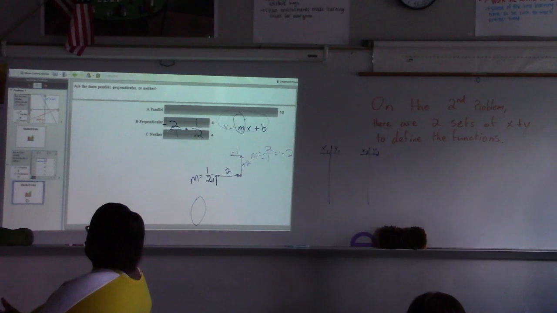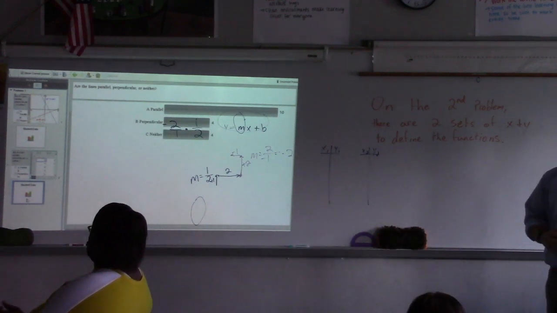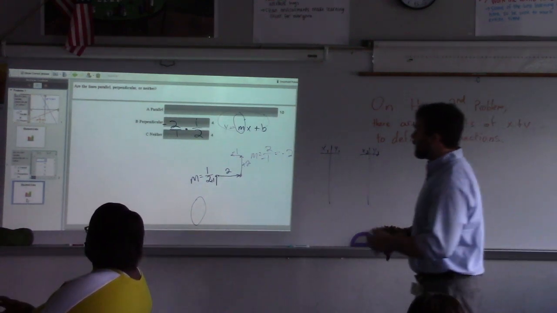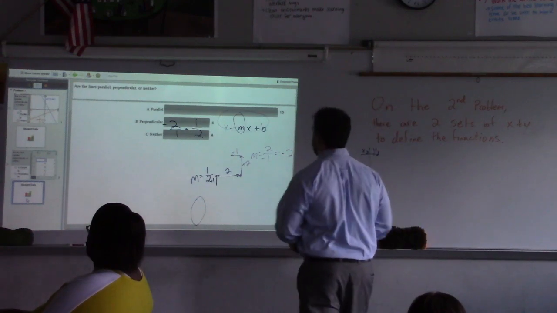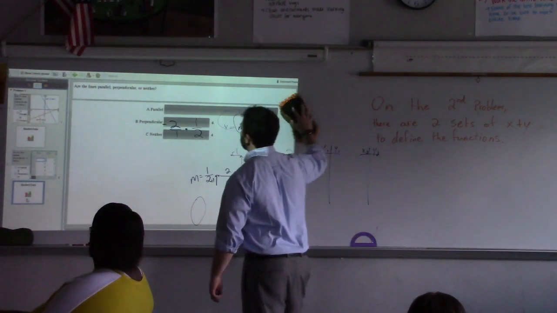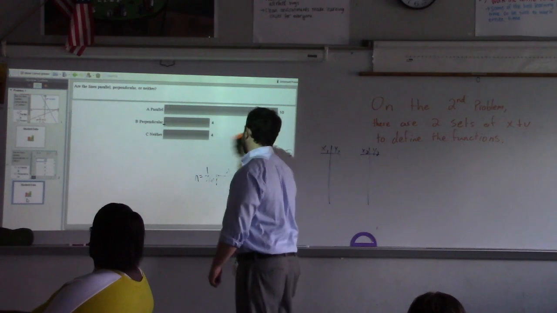Did we have a little bit more trouble with the second one? Yes. I would say a little over half of us said parallel, a couple of us said perpendicular, and a few of us said neither.